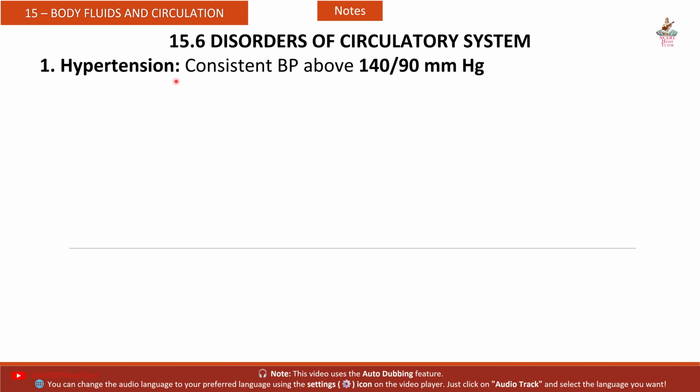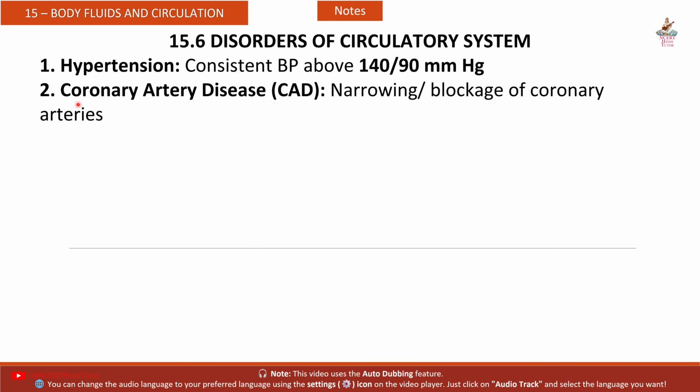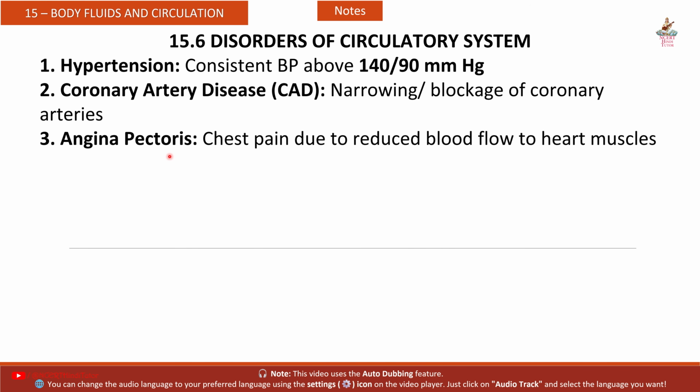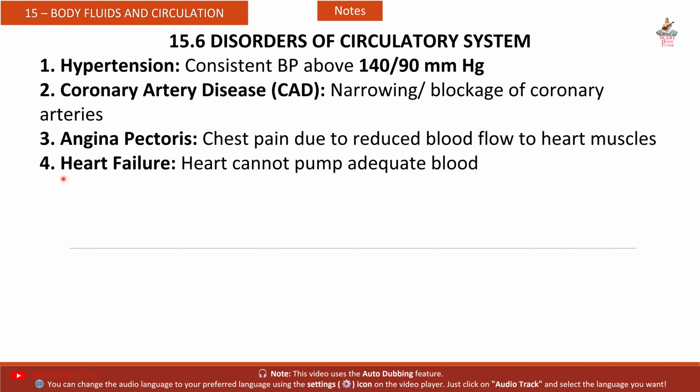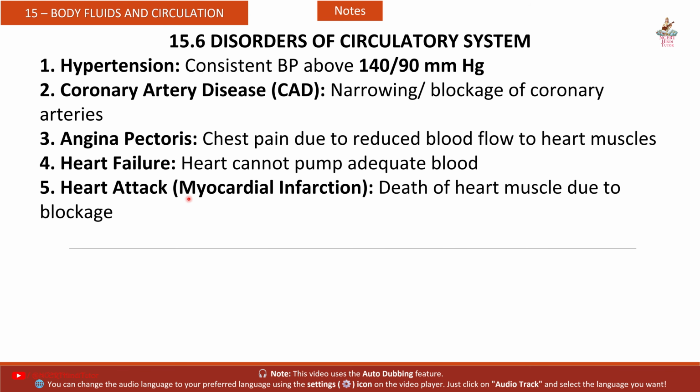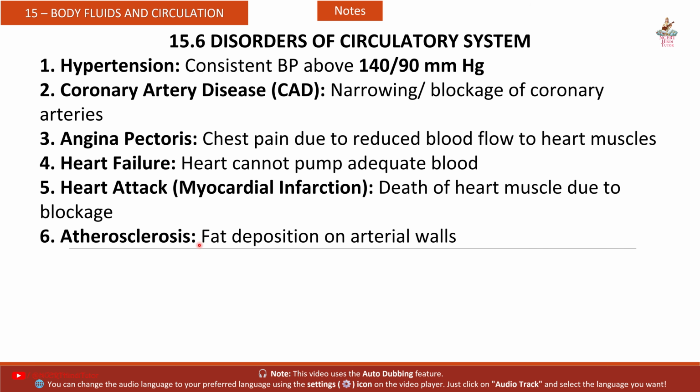15.6 Disorders of circulatory system. First, hypertension, consistent BP above 140 or 90 mmHg. Second, coronary artery disease, CAD, narrowing or blockage of coronary arteries. Third, angina pectoris, chest pain due to reduced blood flow to heart muscles. Fourth, heart failure, the heart cannot pump adequate blood. Fifth, heart attack, myocardial infarction, death of heart muscle due to blockage. Sixth, atherosclerosis, fat deposition on arterial walls.